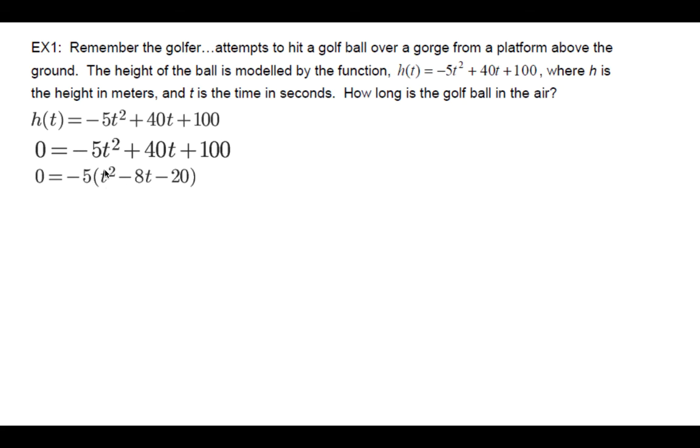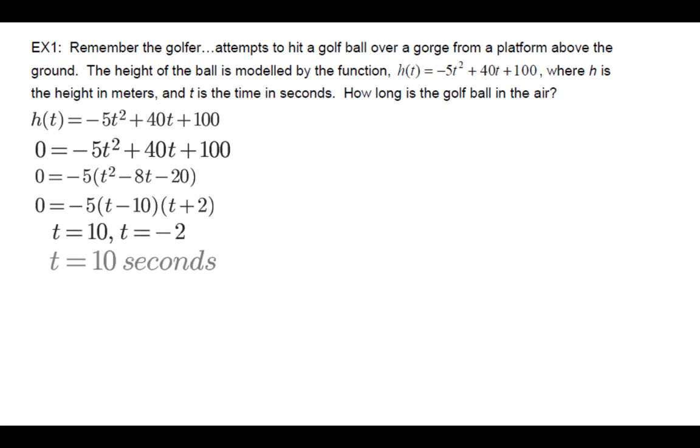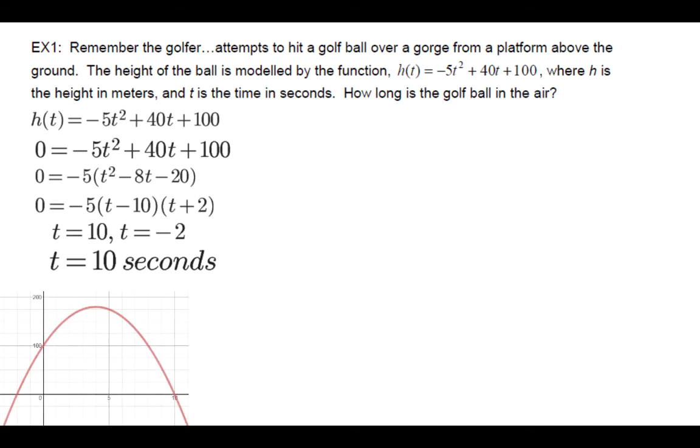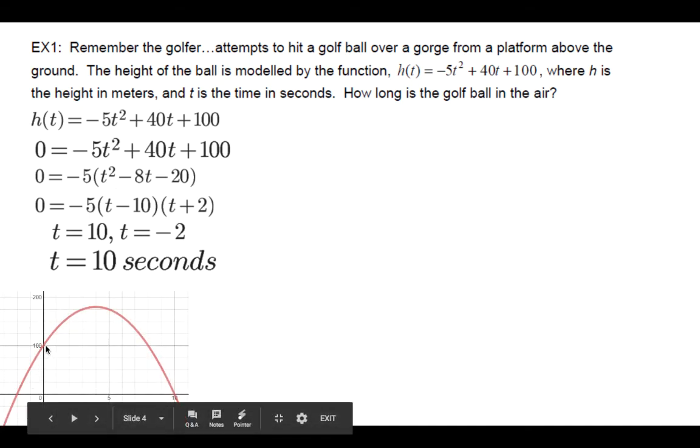But we really just care about what makes t squared minus 8t minus 20 equal to 0. And so that's t minus 10, t plus 2. And so the answers are 10 and -2. So it's 10 seconds. And so you can see, if you do this in Desmos, the equation, you're going to see that the ball is going to hit the ground at 10 seconds. The -2 is back here. It still works for a parabola, but it doesn't make sense in terms of the application.